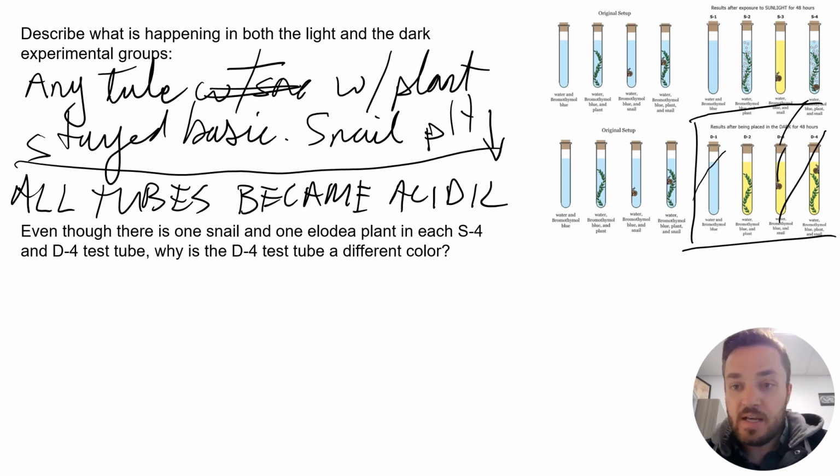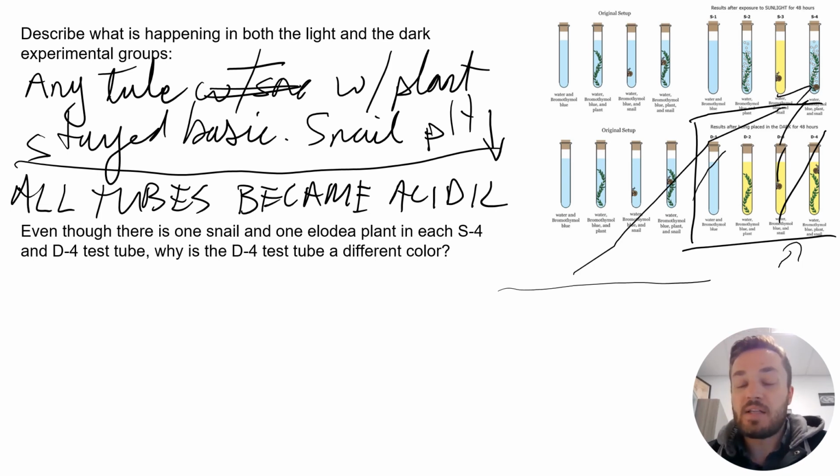When I look at test tube D4, right here, up here at the top, that explains to me why that's happening: the plant's ability to do photosynthesis and pull carbon dioxide out of the water is even more rapid than that of the snail.